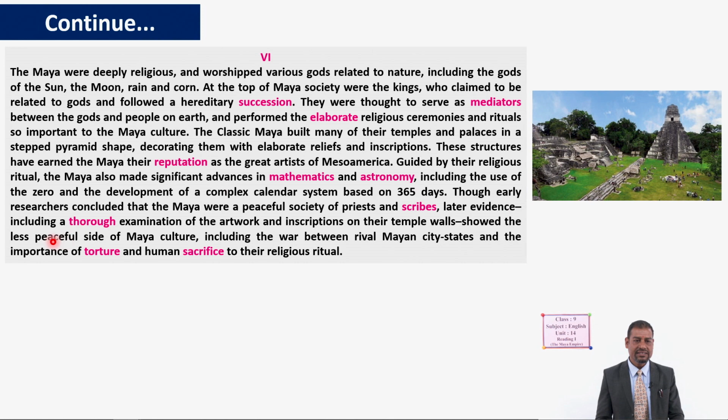Though early researchers concluded that the Maya were a peaceful society of priests and scribes, later evidence, including a thorough examination of the artwork and inscriptions on their temple walls, showed the less peaceful side of Maya culture, including the war between rival Mayan city-states and the importance of torture and human sacrifice to their religious ritual.